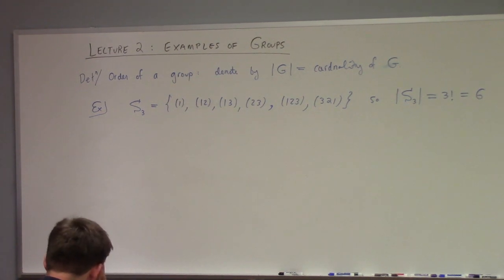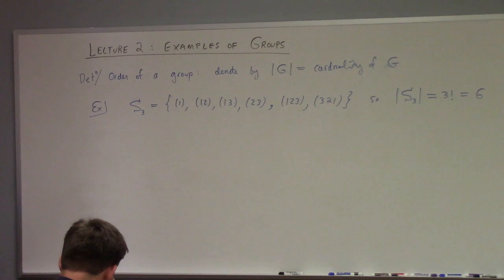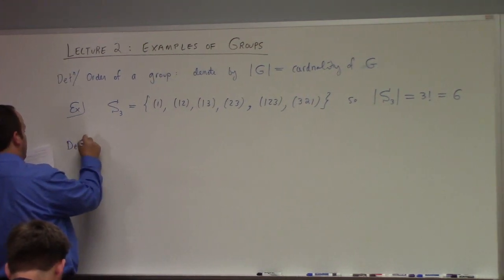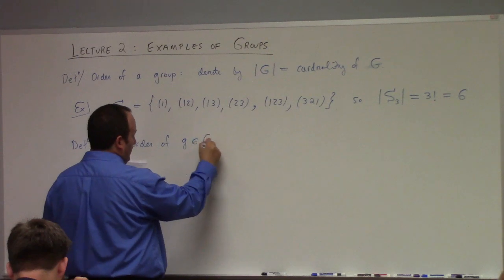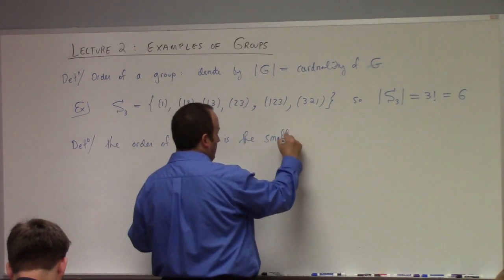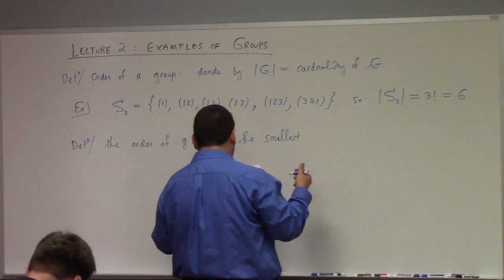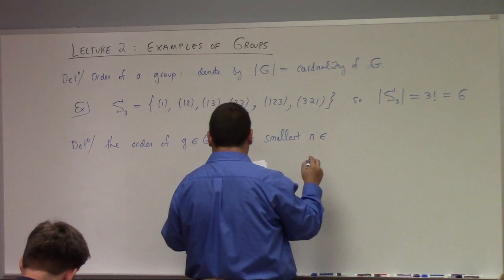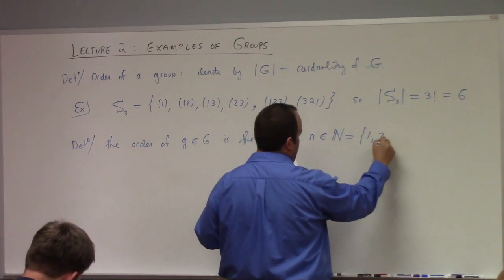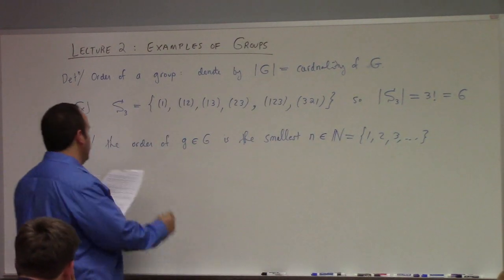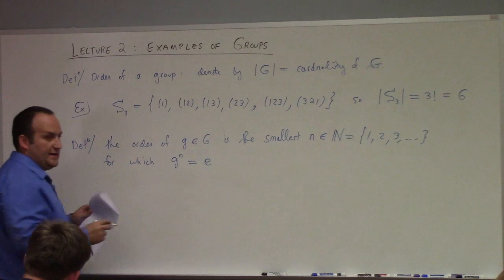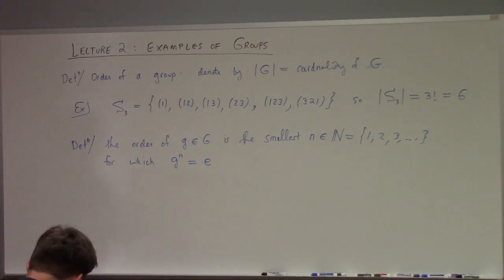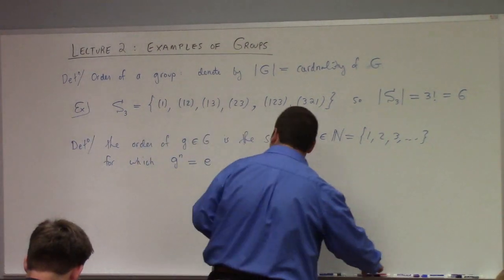We also would like to talk about the order of an element. So I'll put that in here too. Going a little bit out of order from the notes, but that's okay. The order of g in G is the smallest n in the natural numbers, and our natural numbers start at 1, for which g^n = e, where e is, of course, the identity in the group. That's the order of an element.